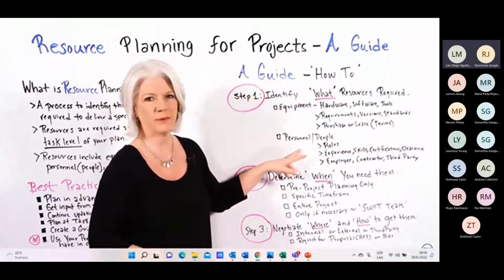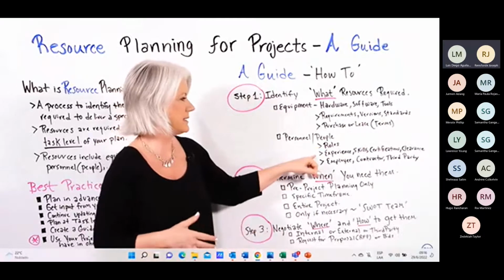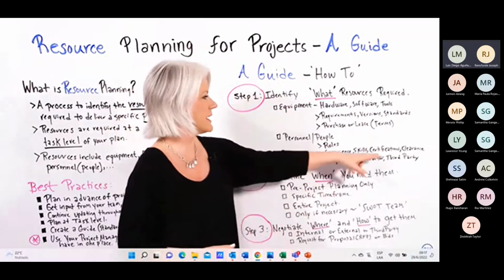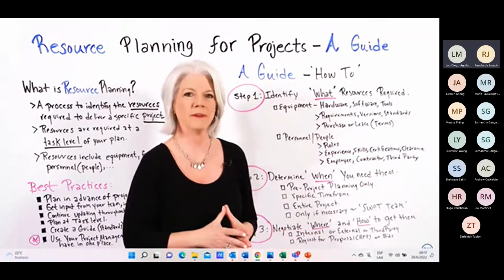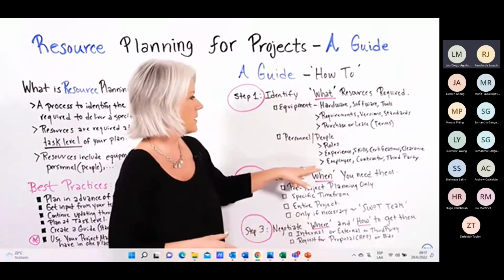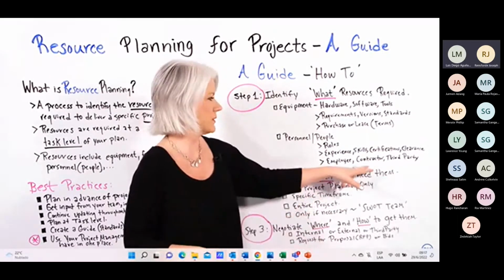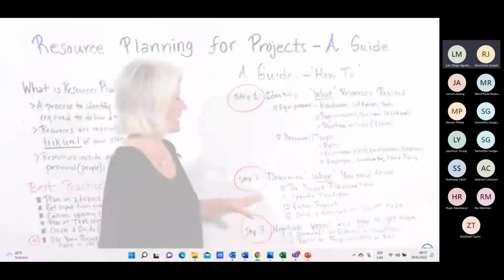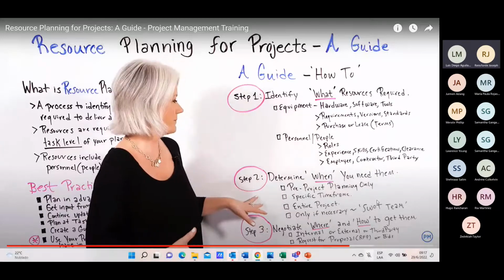Also consider your people or your personnel. What specific roles do you need for your project? Do you need certain experience, skills, expertise, even certifications? In some type of work, specifically in government work, you may need some type of security clearance. Also consider, are these going to be employees that you already have, or are you going to contract them directly with you or use a third party? Step 2 is determine when you need them.